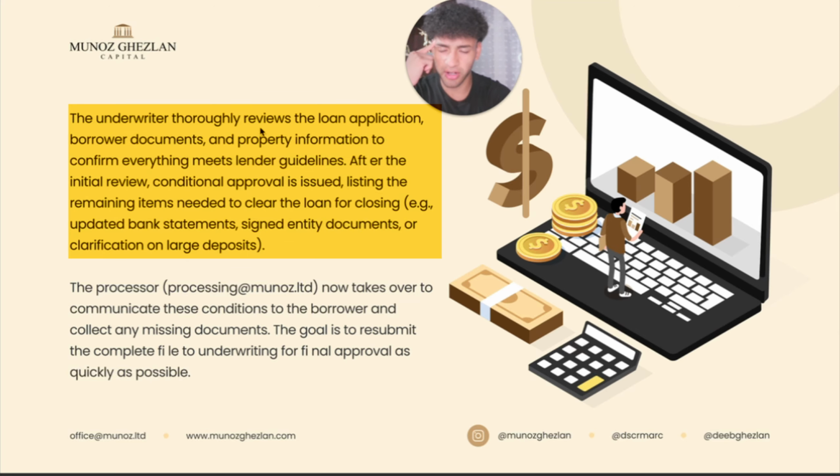We submit it to underwriting. The underwriter will thoroughly review the loan application and borrower documents, just pretty much make sure everything meets our guidelines. And then after that review, that conditional approval comes out, which basically means the loan is approved, but we have these outstanding items. We'll collect those remaining items and get the loan cleared for closing as quickly as possible.